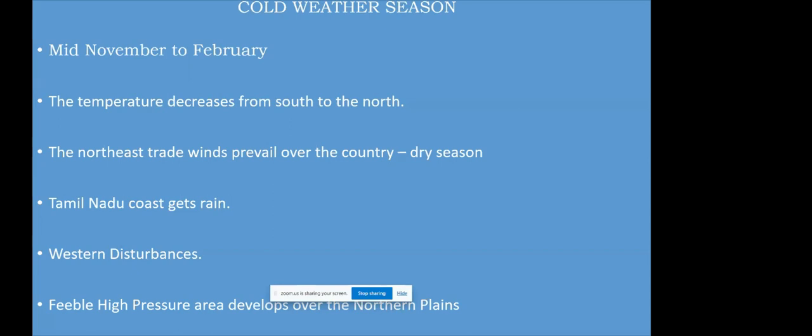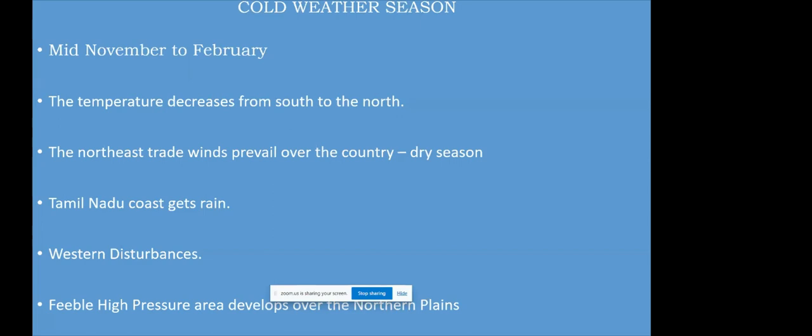Suppose you say western disturbance. A student may stand up and ask, ma'am, why do you call it a disturbance? It is causing rainfall only, no? It may not be the season of rain during that period. Actually, during winter, India is experiencing a very pleasant climate: low temperature, low humidity, clear sky, light wind. So such pleasant weather conditions are prevailing over India.